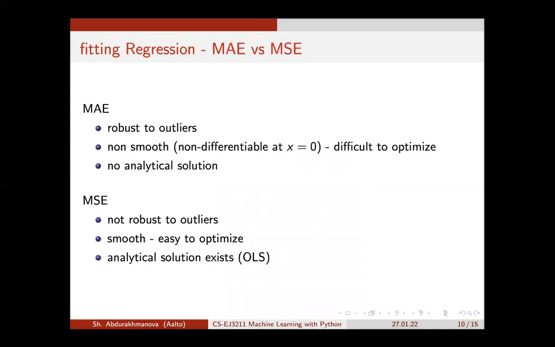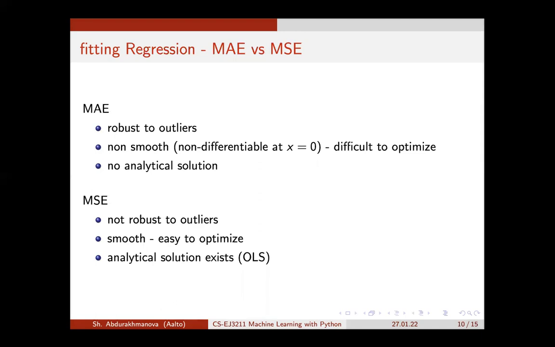So if we compare these two kinds of loss functions, mean absolute error and mean squared error, we'll find a few important differences. Mean absolute error is more robust to outliers than the squared error. I will skip the derivation of this statement, the reasons why this is true. But if you're interested, I can send you some links for the derivations and more thorough explanations.